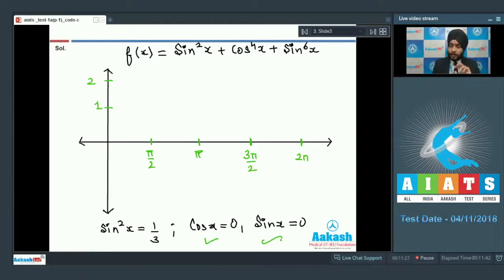Sin²x equal to 1 by 3 will happen 4 times in 0 to 2π, once in each quadrant. So let us say there is one particular angle alpha. Here one more critical point beta. Here one more critical point gamma. Here one more critical point delta. So every single quadrant has this critical point, sin²x equal to 1 by 3. This point is obviously origin. So now we are all set to make the graph of this particular function.